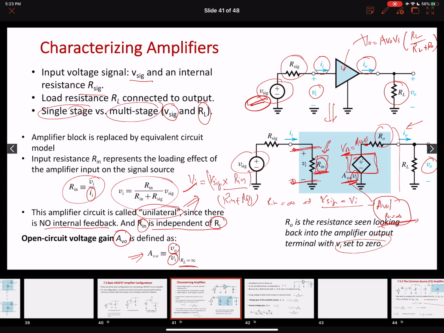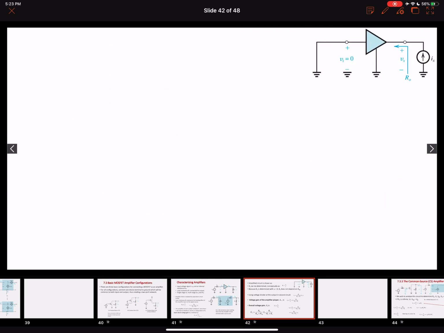You can also show the similar thing by a very simple circuit over here. Input voltage is set to 0. Now you are looking inside the output terminal of the amplifier. So the resistance that you're going to come across will be Ro. From this simplified model, we can see that our Ro over here equals Vx over Ix.